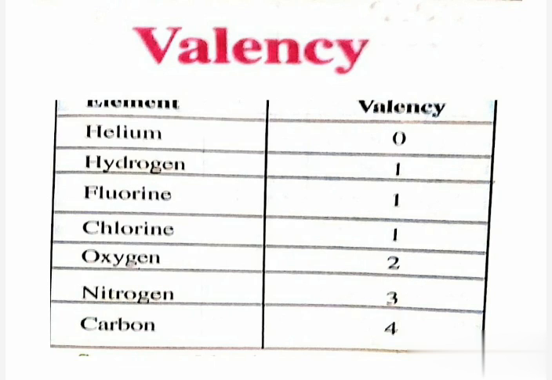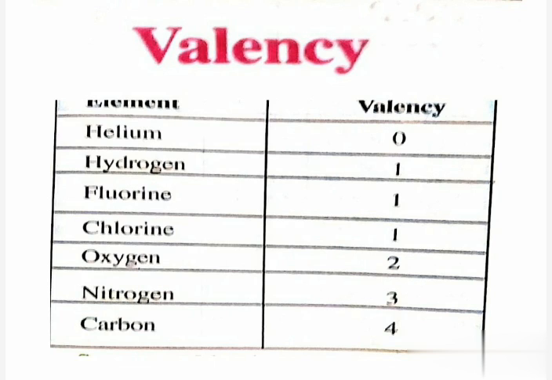If you see Table 6, the valency of some elements is given: helium, its valency 0; hydrogen, its valency 1; fluorine, its valency 1; chlorine, its valency 1; oxygen, its valency 2; nitrogen, its valency 3; carbon, its valency 4. So atoms of the elements have the power to combine with the atom of another element. This is known as its valency.